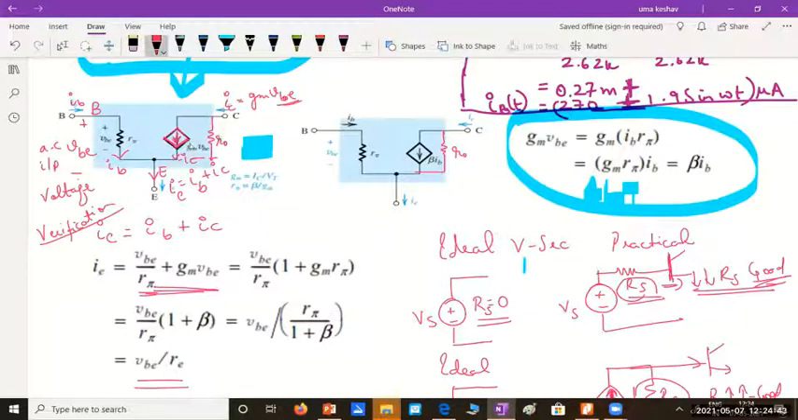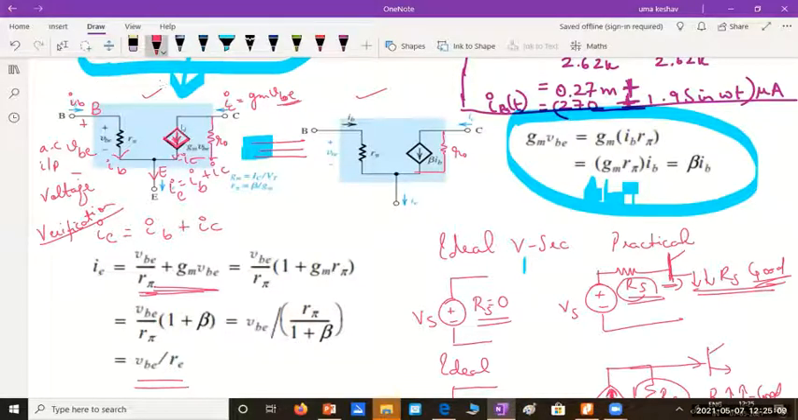And I also showed you how we could replace this Gm into VBE with beta IB. So Gm into VBE could be replaced with beta IB. Both are one and the same. Both these circuits are equivalent to one another. You can use either one of them alternatively, depending on the situation.